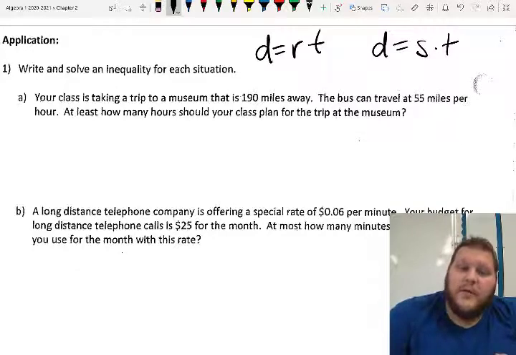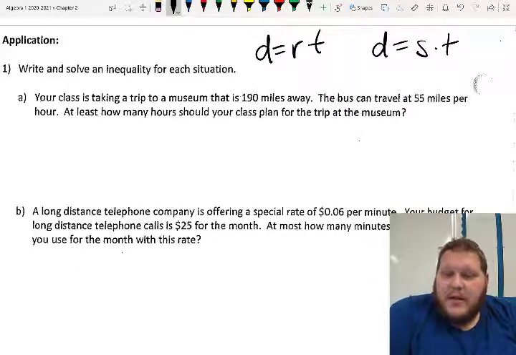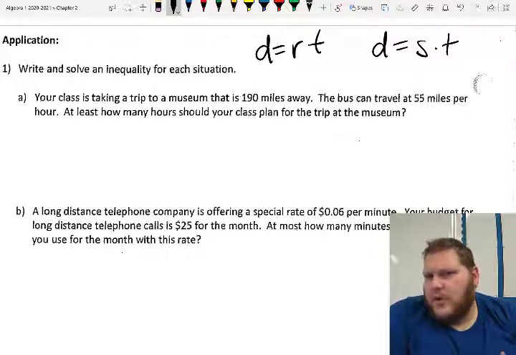That is going to be important here for this one because in this we're taking a trip to a museum that's 190 miles away. We know that the rate the bus can travel at, the speed the bus can travel at, is 55 miles an hour. We want to figure out at least how many hours your class should plan for the trip to the museum. This is, again, assuming how early should we leave? How much time do we need in order to get there?